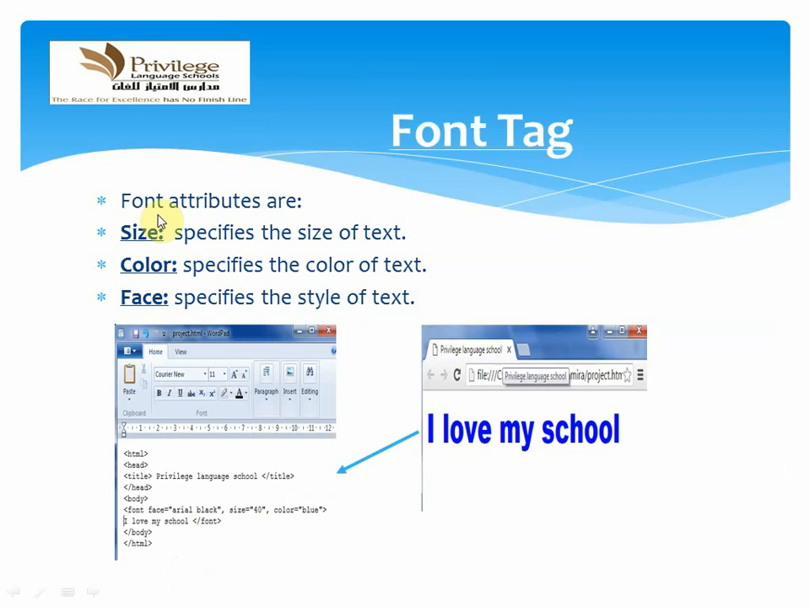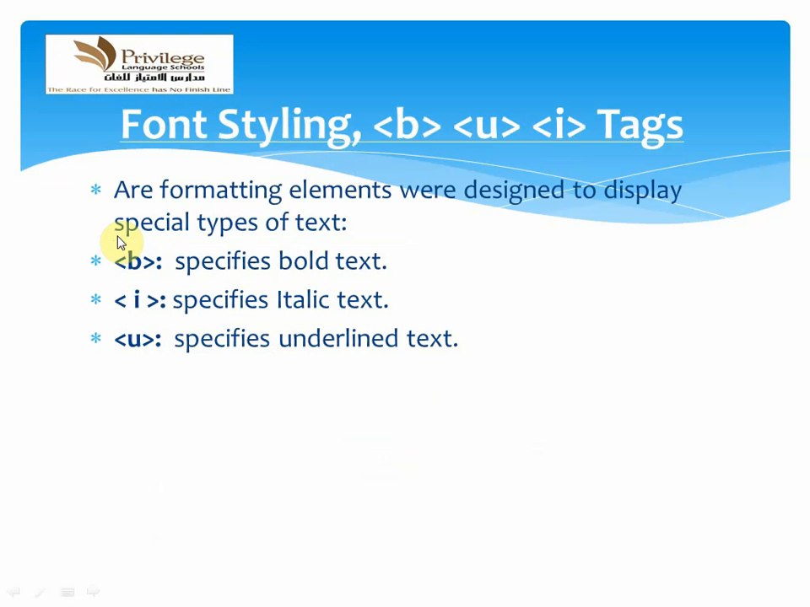In this font tag, I control the size, the color, and the face by attributes. As we said, an attribute is a command inside the tag. And for font style, if I need to make a font bold, italic or underline, I use these tags. B specifies the bold text, I specifies the italic text, and U specifies the underline text.